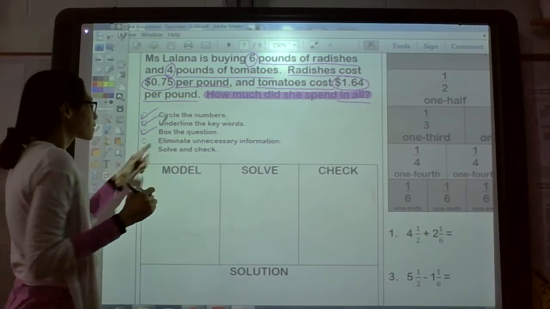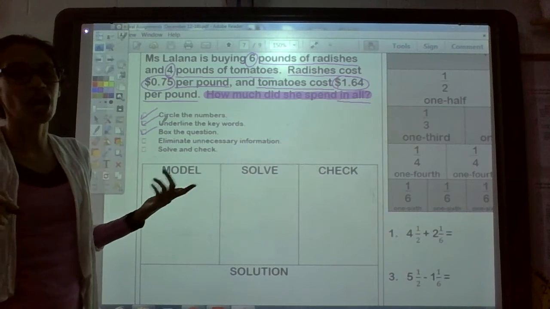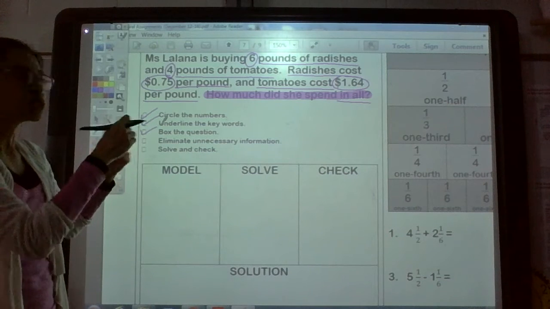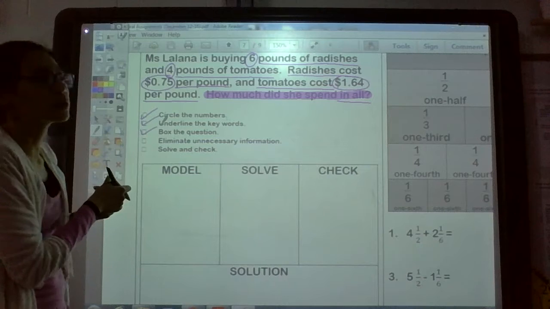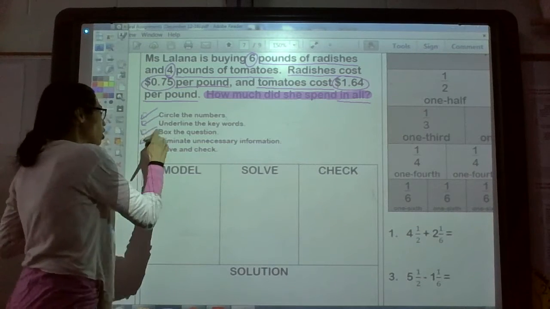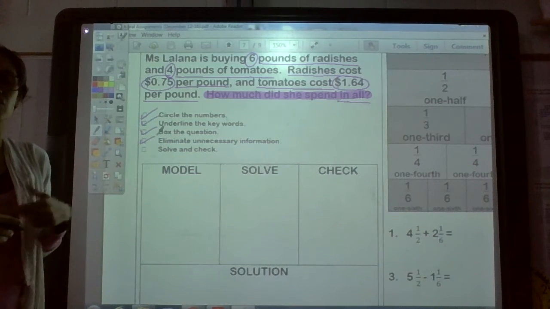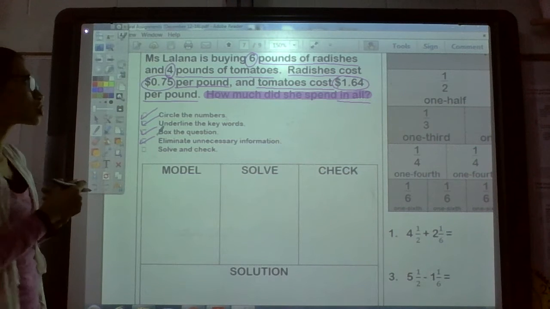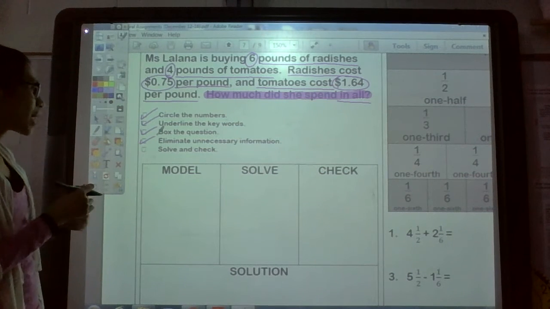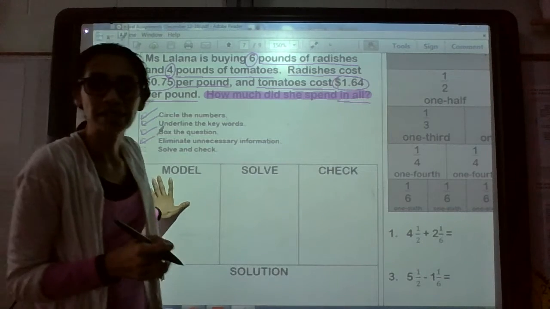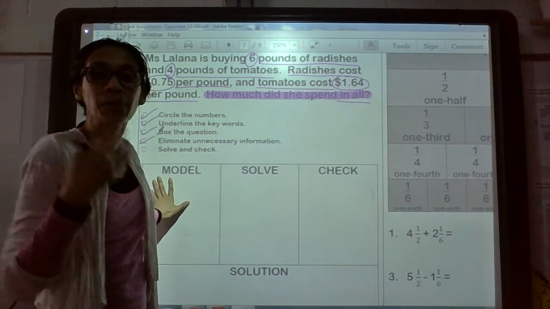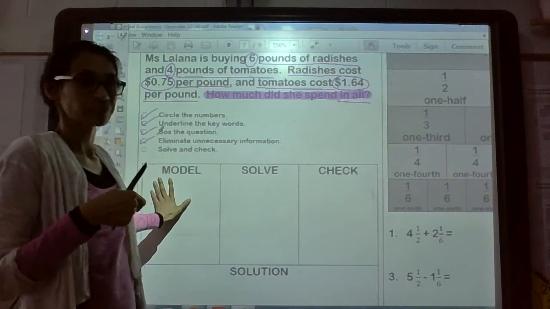Done with that. Next step is the E step, eliminate unnecessary information. Do you see anything here? Anything? Nope, I think we need all the information, so we need to check off that step. And the last step is to solve and check. We need to solve and check. To do that, we need to draw a model. Now, okay, that means a visual representation, a picture of what we are solving.